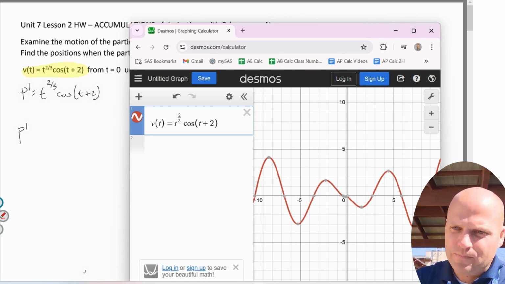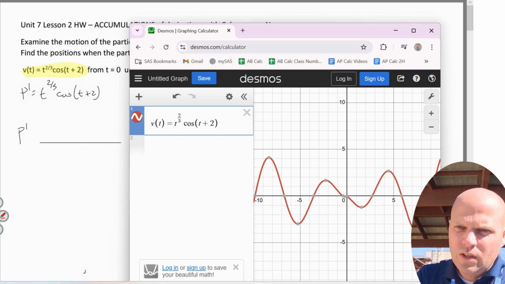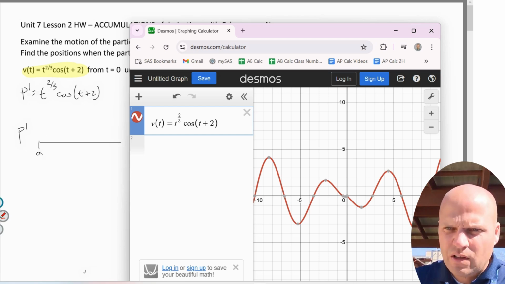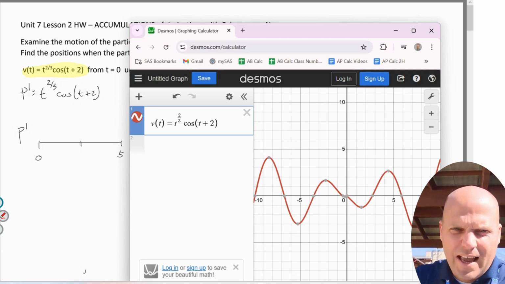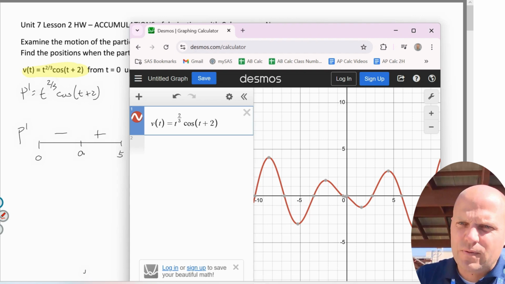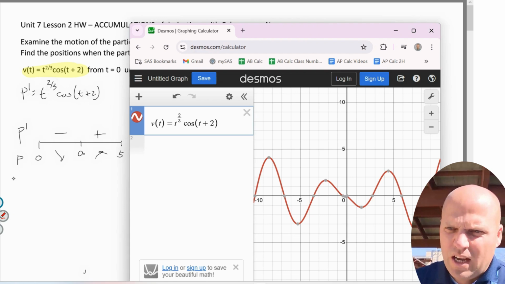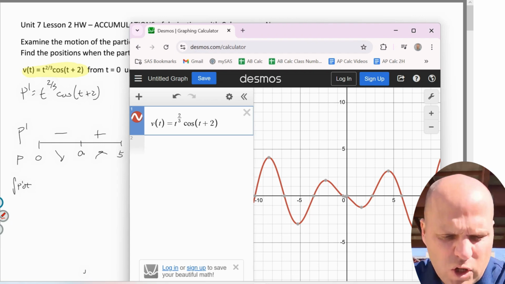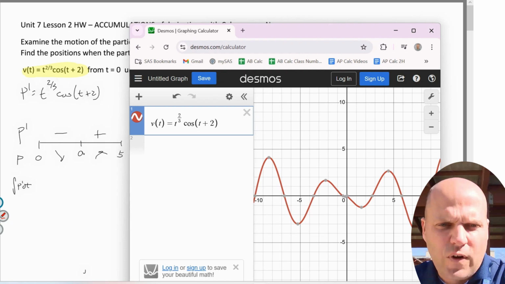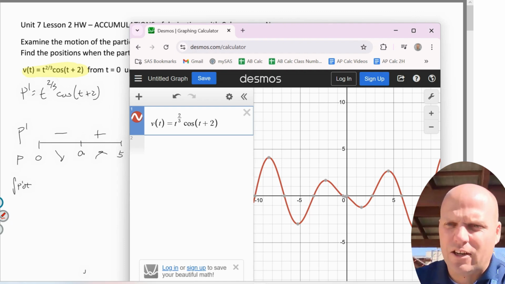Your derivative, you can tell, starts at 0, going until 5. We got a negative value until, we'll call this A, and then it's positive, which means my position is going to decrease, then increase. Cool. And now we'll accumulate our derivative, meters per second times seconds, find kind of like the area, and that'll tell us how much I'm decreasing and how much I'm increasing.